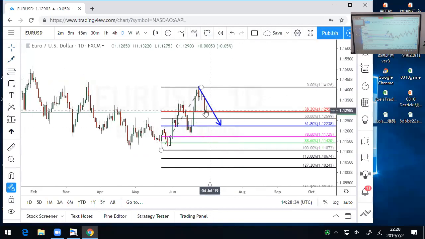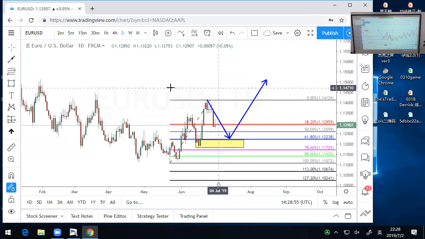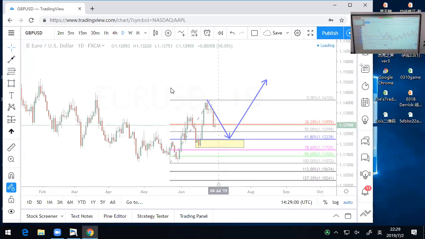So get ready that the euro drops to here, and take all of the profit of your short position and start looking for buy setups. This will be a good setup to buy the euro from 1.12, from this area, with a stop loss below 1.1170, below the 0.618 or 0.76, and be ready to go for another buy. All right, let's move on to sterling.